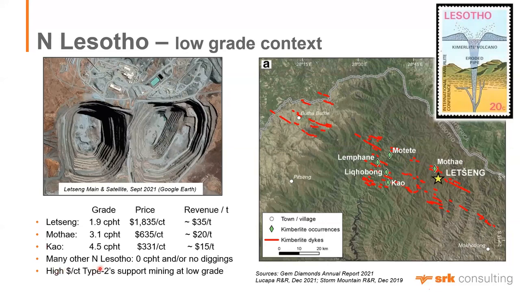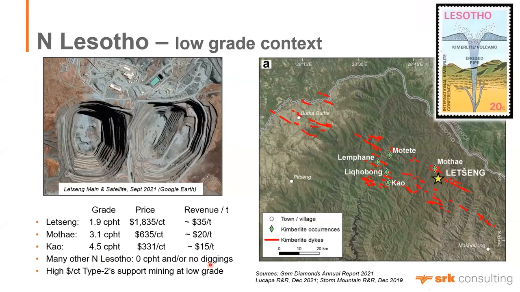There are many other kimberlites in Lesotho, as we can see on the right-hand side over here, by the red symbols, where there are no diamonds or diggings on top of the kimberlite. In other words, there's a lot of barren material around when you're dealing with this low-grade context. And so you have to pay attention to differentiating things that don't matter from things that do matter, which is a challenging task all of its own.